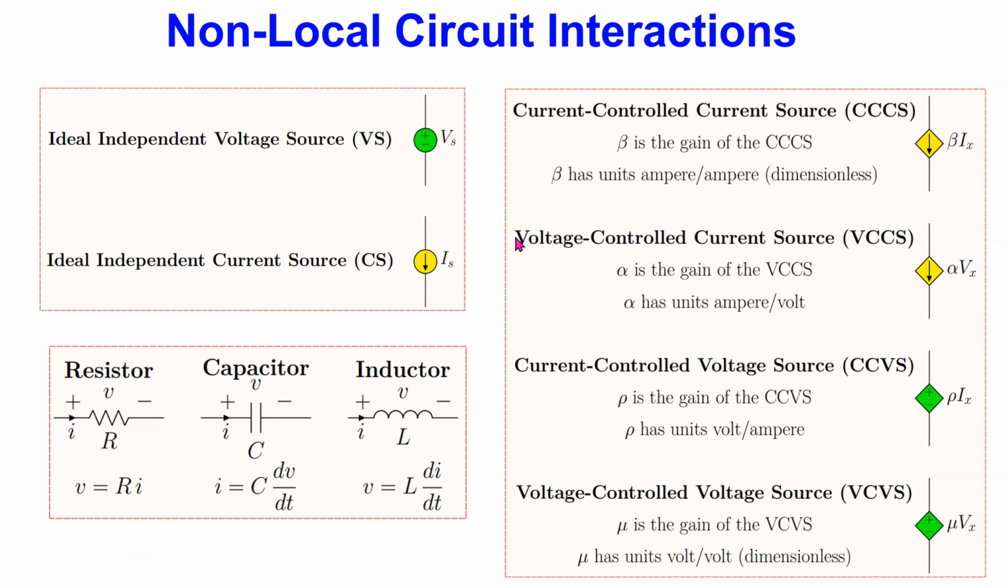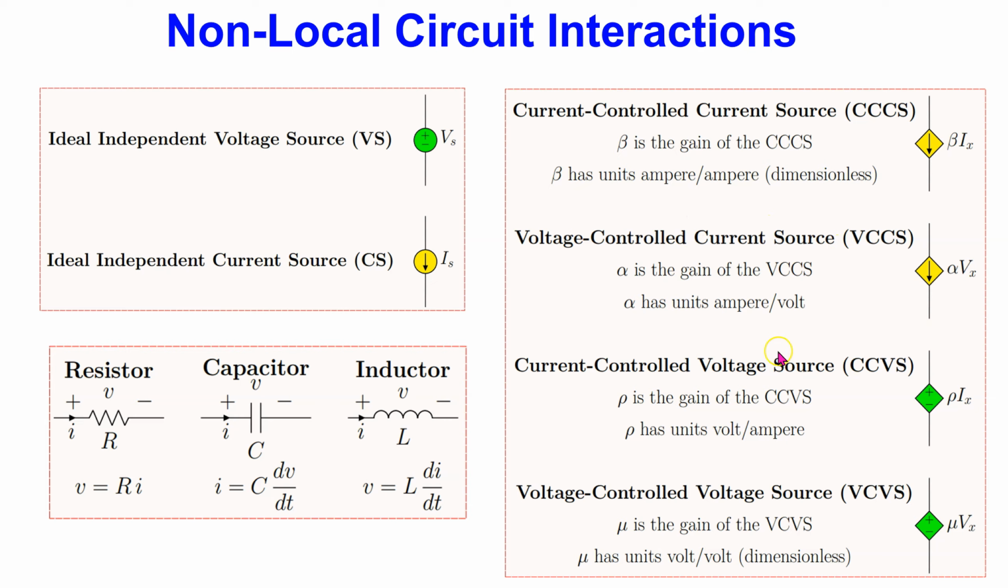Dependent sources are also called controlled sources. The circuit symbol for an ideal independent source is a circle. The circuit symbol for an ideal dependent source is a diamond. The plus-minus sign inside the diamond identifies the dependent source as a voltage source and indicates the reference polarity of the element voltage. An arrow inside the diamond identifies the dependent source as a current source and indicates the direction of conventional current through the element.